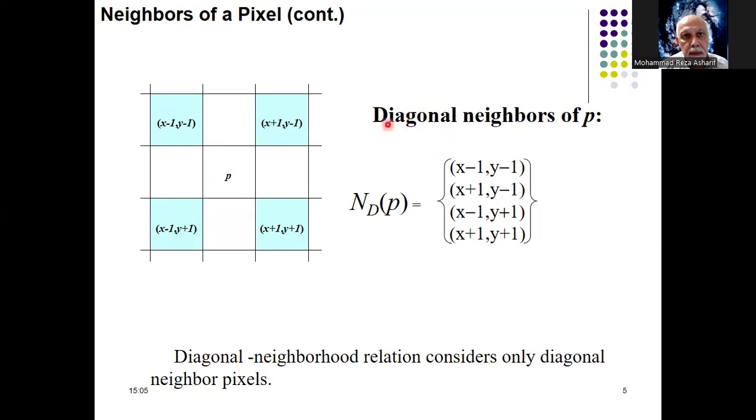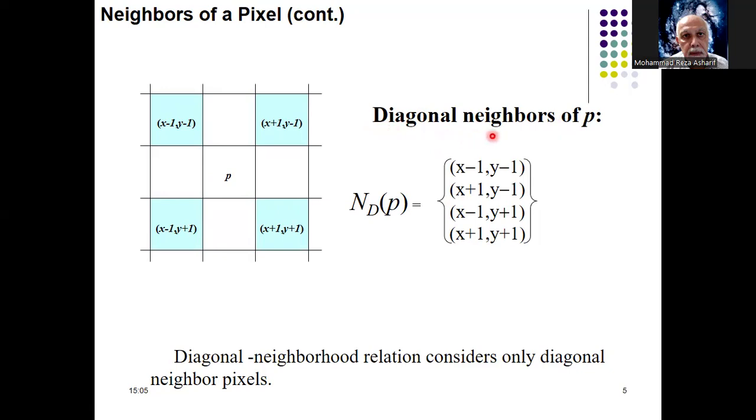Also, we can define the diagonal neighborhood of X. This neighborhood and pixel relation is very important when we consider analysis of digital images for region growing, segmentation, compression, and all kinds of machine vision and artificial intelligence.